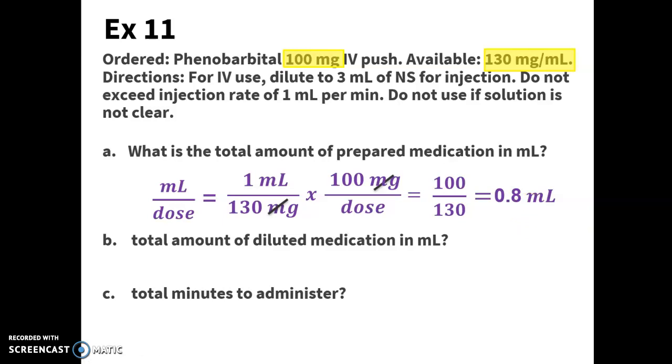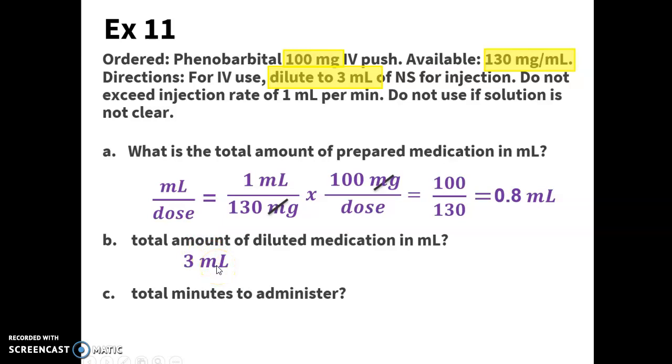So 0.8 milliliters of phenobarbital. Now, we do need to dilute it, okay? So it says to dilute to 3 milliliters of normal saline. So part B, the total amount of diluted medication in milliliters. Well, that's 3 milliliters worth, right? So 0.8 milliliters is the medication, and what does that leave? 2.2 milliliters of normal saline, okay? But for the total amount, it's going to be 3 milliliters.